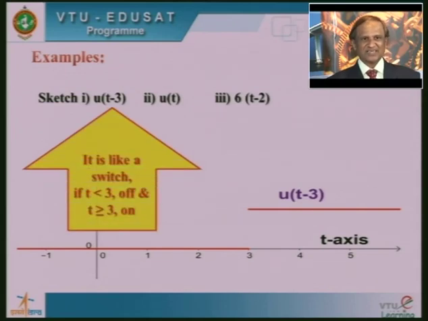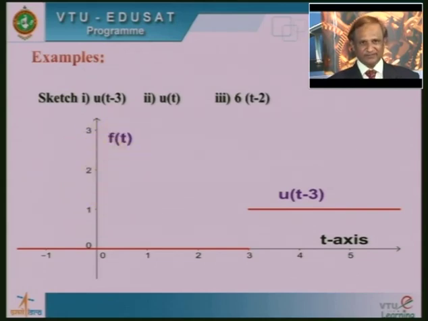Is it clear? Now, it is like a switch. I can use one more word. Instead of reading it as u of t minus 3, I may call it like an electric switch. If t is less than 3, it is off. When t is greater than or equal to 3, it is on. The function will work like on and off. Is it clear?